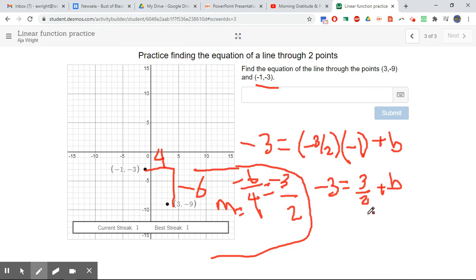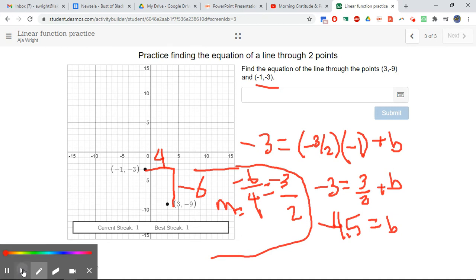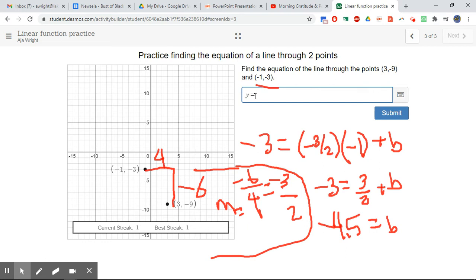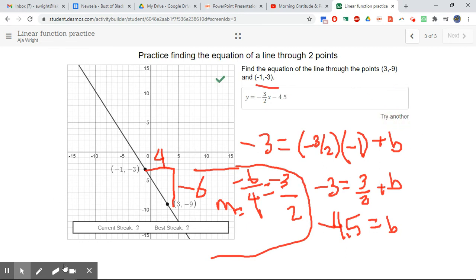So what I need to do is subtract 3/2 from this side and send it over to the other side. So that's going to be like subtracting 1.5. That's going to give me -4.5. And that equals b. So now I'm going to check my work. So I'm going to go y equals, the slope I found was -3/2, x plus, well, let me just use a negative symbol because that's -4.5. Submit. Yeah, I did it.